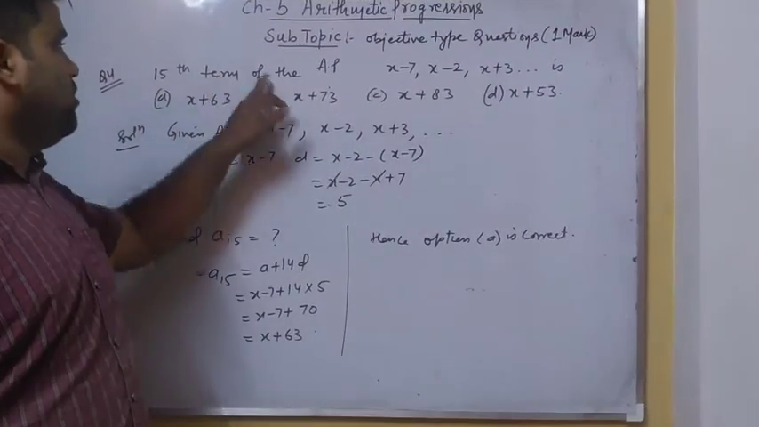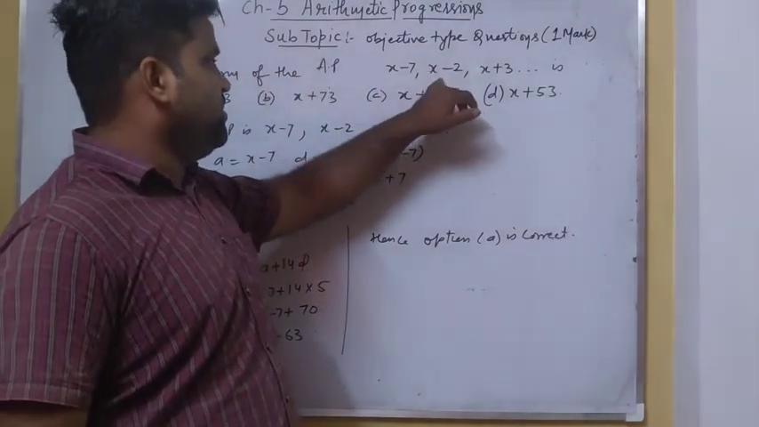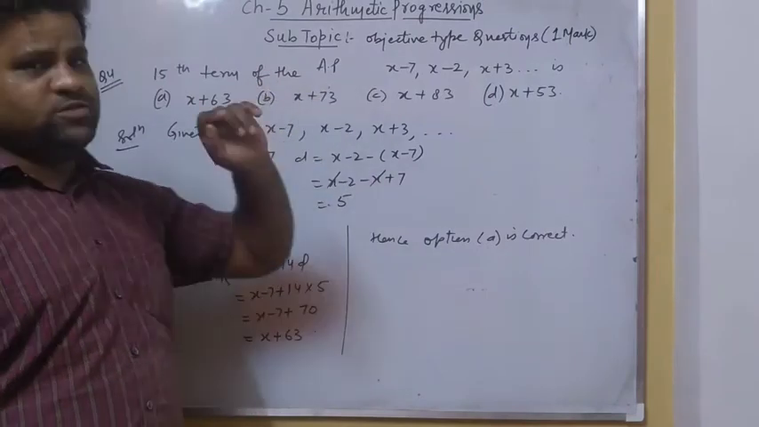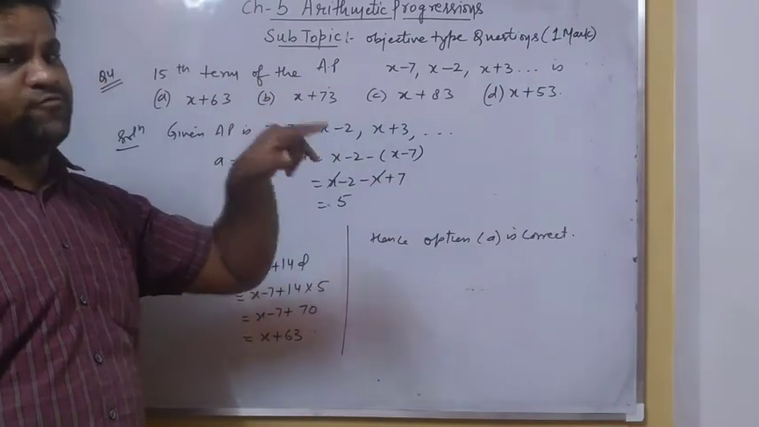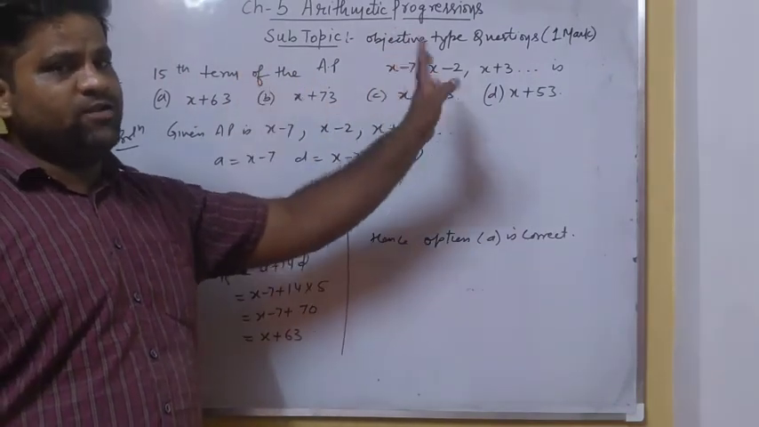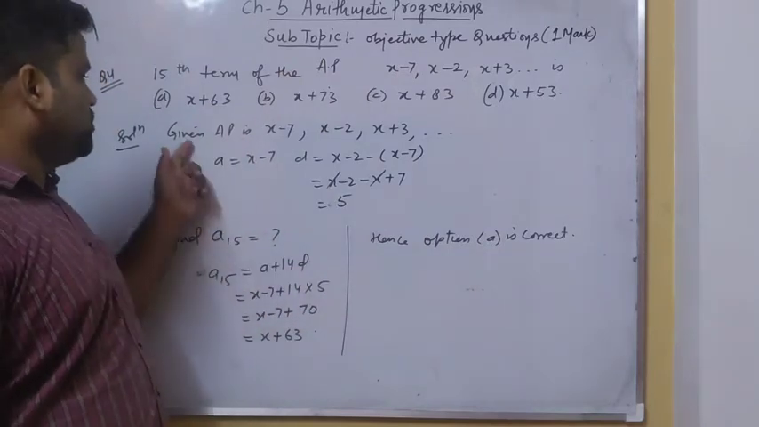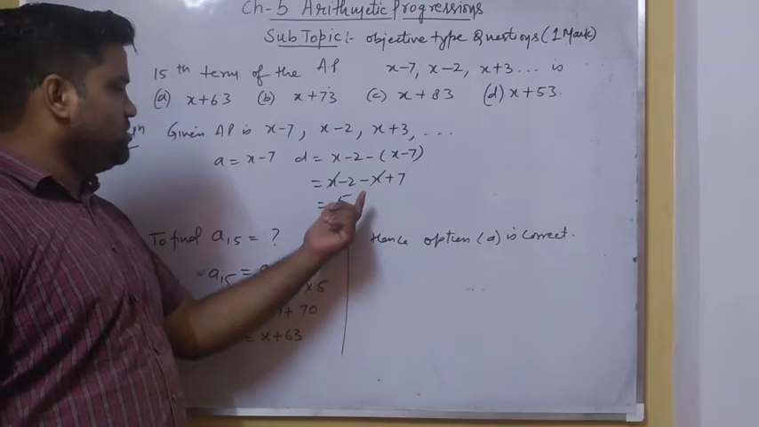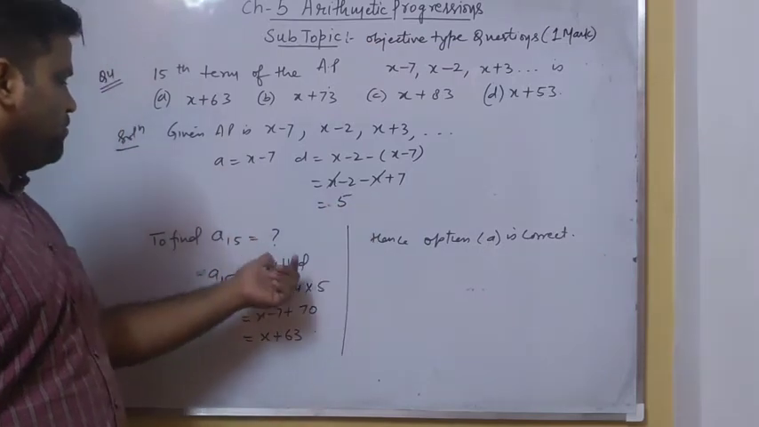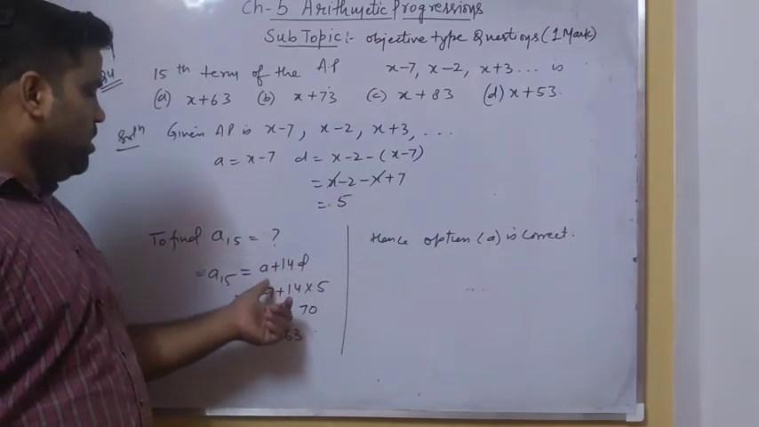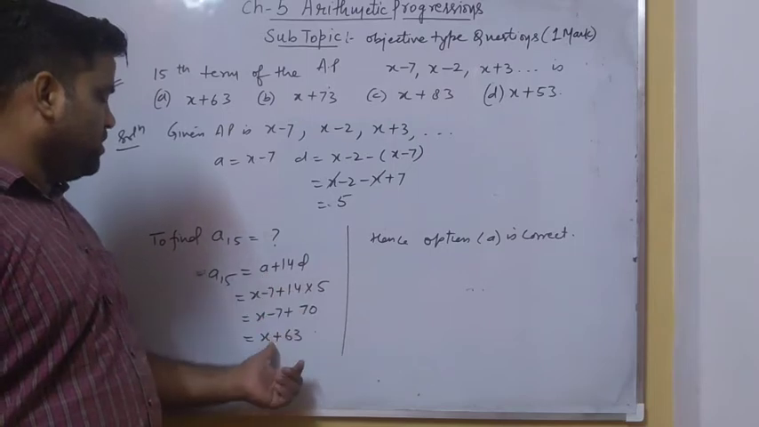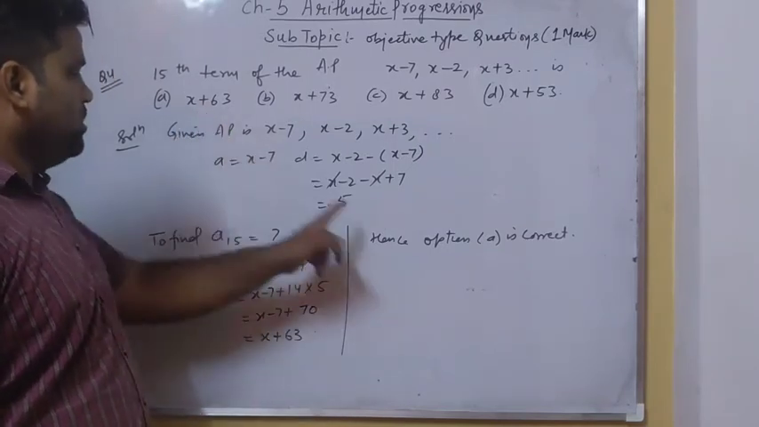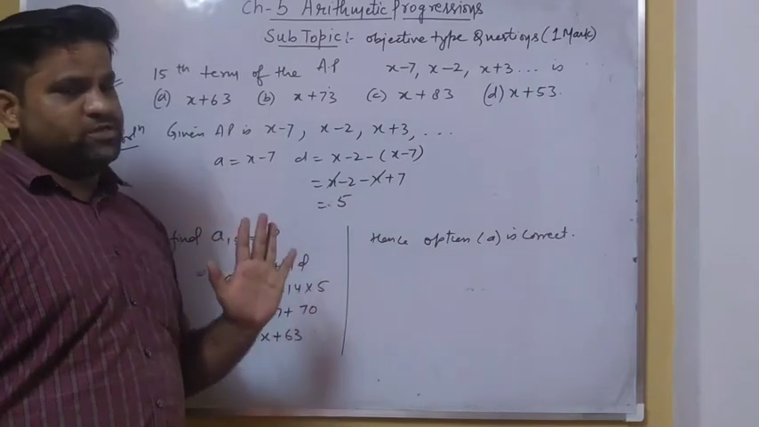Question 4. The 15th term of the AP, our given AP is x minus 7, x minus 2, x plus 3 and so on. Here we have 4 options, which option is correct? Here in this question we have to find the 15th term of the given AP. So let us come to the solution. In the given AP the first term is x minus 7, and the common difference between the terms is 5. We know the 15th term of an AP is equal to a plus 14d. On putting the values of a and d, we get x plus 63. So we can see that option A is correct.